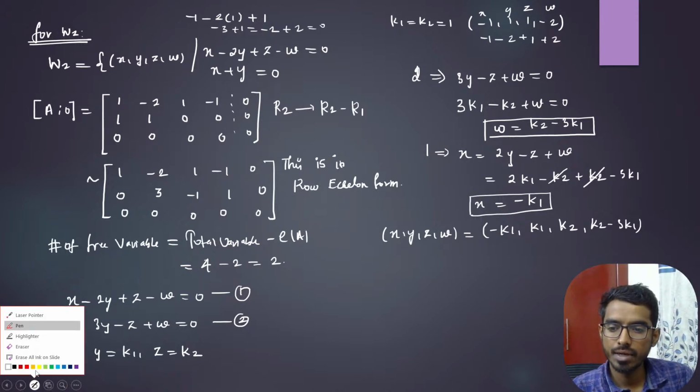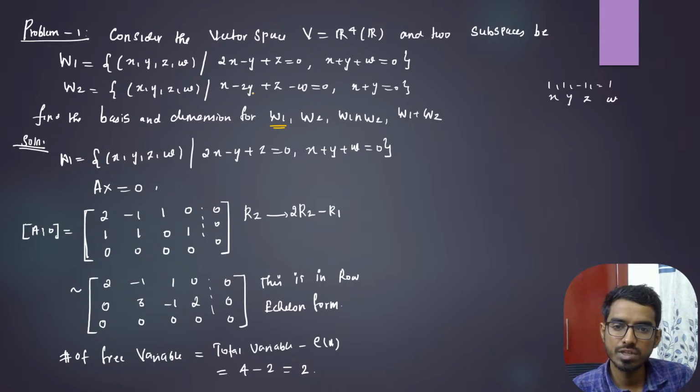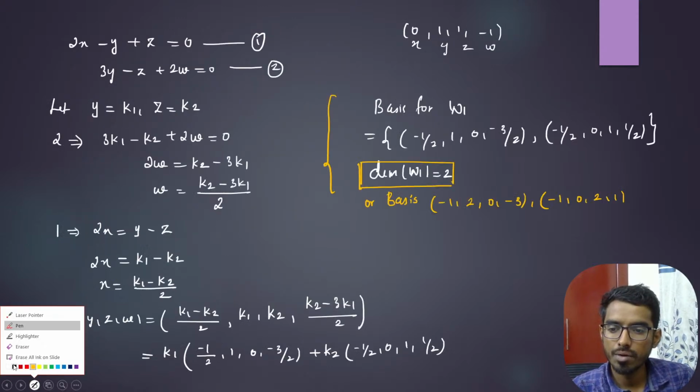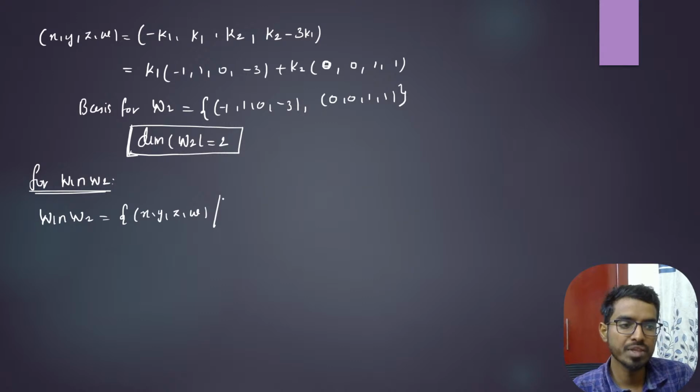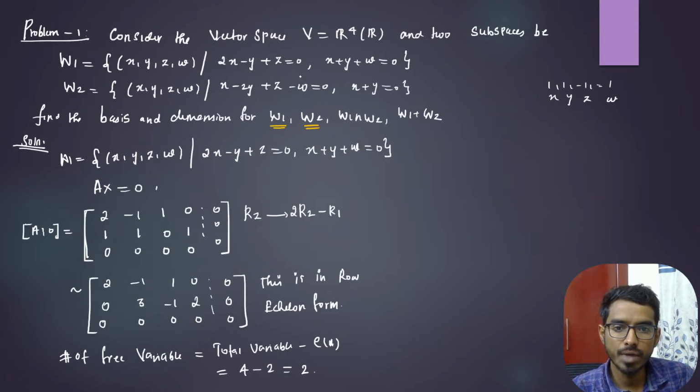Okay, is it clear? As of now, we found the dimension and basis for W1. Also, we have found the dimension and basis for W2. Now we will find W1 intersection W2. W1 intersection W2 consists of all those (x, y, z, w) that satisfy W1 as well as W2. So that means it should satisfy all four equations.